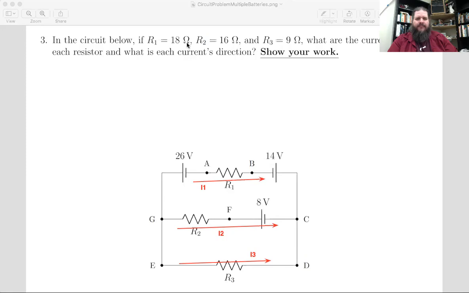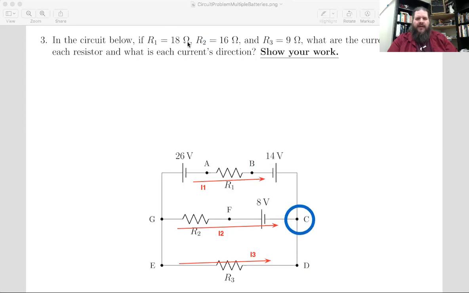Could we do like I3 is equal to I2 plus I1? Does it matter which actual point on the circuit? Which one of the labeled points? Could it be like G or C? Sure. Let's take a look at, let's say, location C.